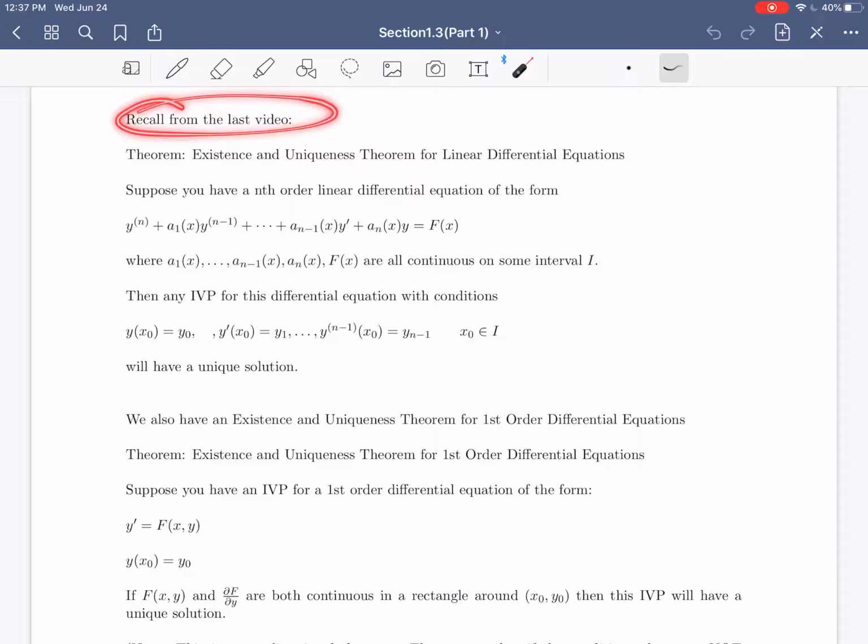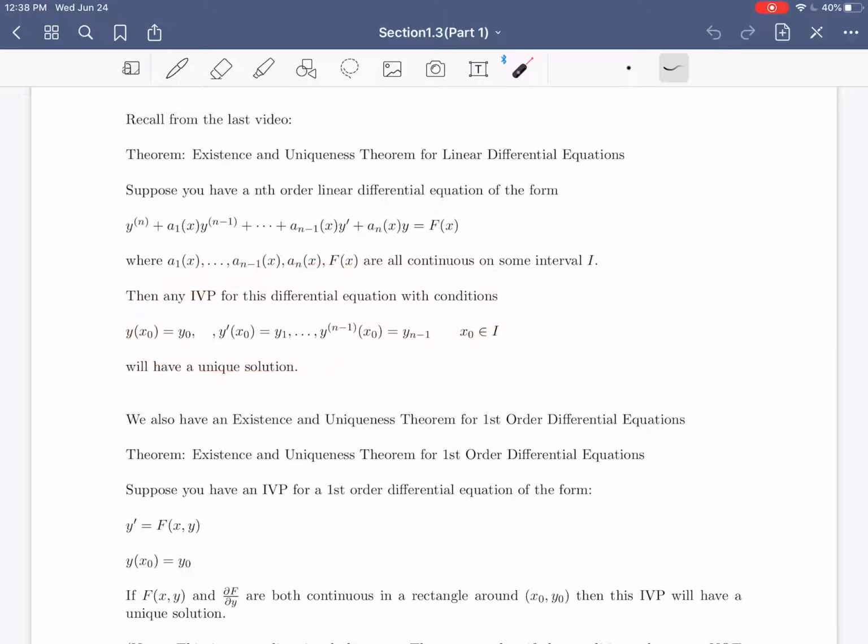So, recall from the last video that we introduced and discussed an existence and uniqueness theorem that holds for linear differential equations. So, this is this theorem here. It says that if you have an nth order linear differential equation where you've put it into the standard linear differential form, so that's the nth derivative of y plus a function of x times the n minus first derivative of y plus all the way down to a function of x times the first derivative of y plus a function of x times y, equals some function of x, and the only condition here, besides that this has to be a linear differential equation, is that all the functions are continuous on some interval I.